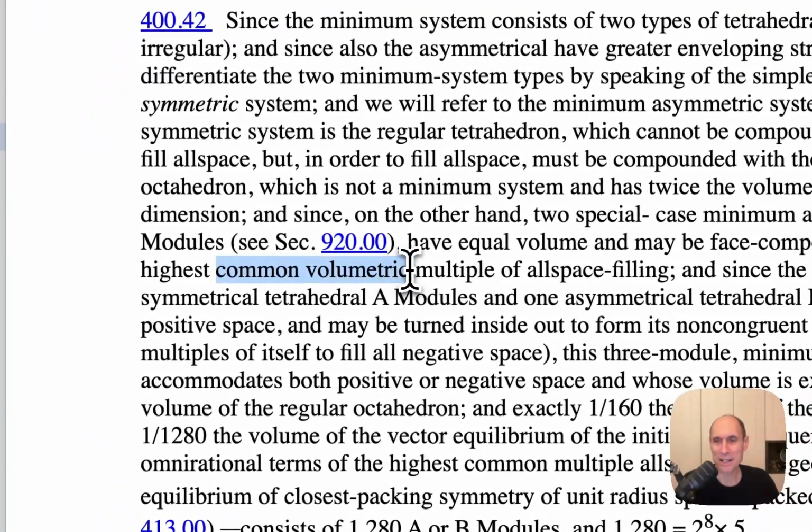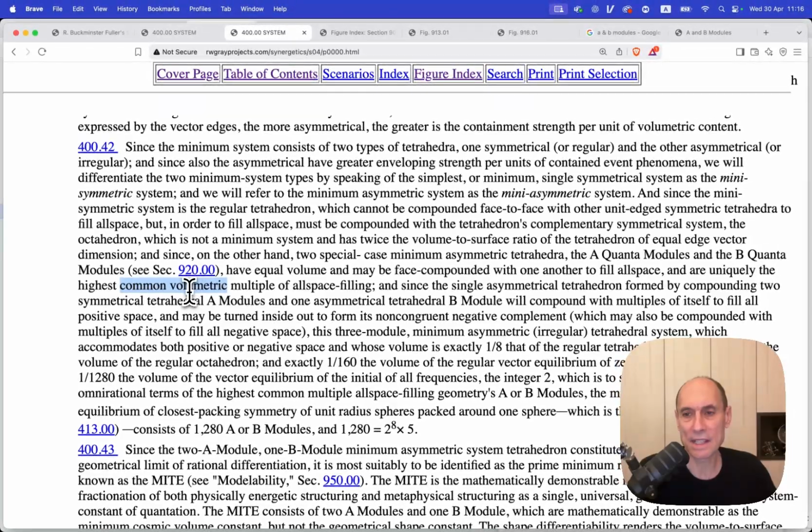Again, a theme we'll come back to many times, so I won't spend too much time on it now, is that Fuller is seeking integer volume relationships, and these asymmetrical shapes, which we name A module and B module, can compose the tetrahedron, the octahedron, the icosahedron, the rhombic dodecahedron, the cube. They can compose all of the other shapes. So they are a common volumetric multiple.